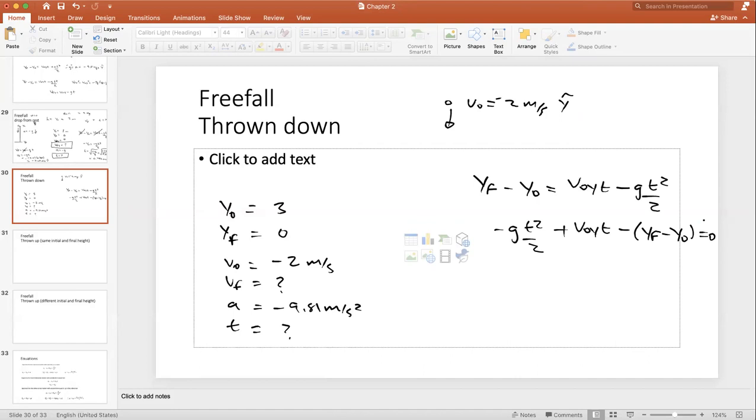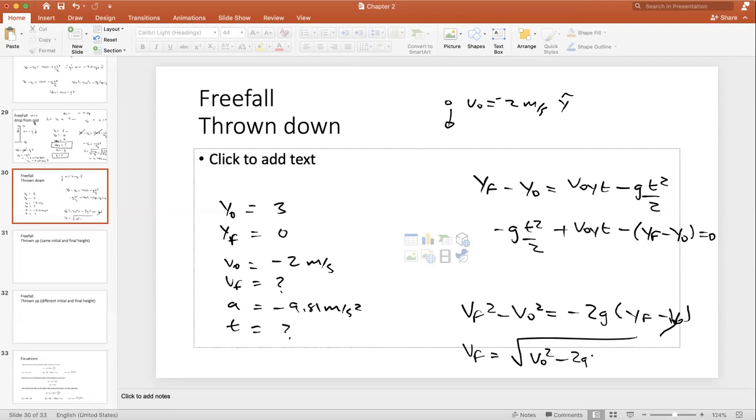And then solve it as a quadratic. Well, you probably don't want to do that, right? So what else could you do? Well, you could try to solve for v final first. Now, v final squared minus v initial squared is equal to minus 2g (y final minus y initial). I know that v initial is negative 2, so v final is the square root of v initial squared minus 2g (y final minus y initial).